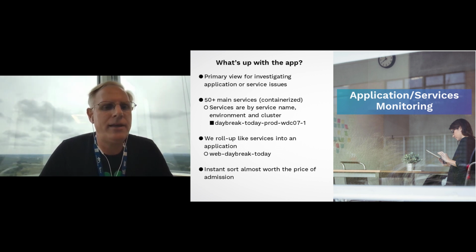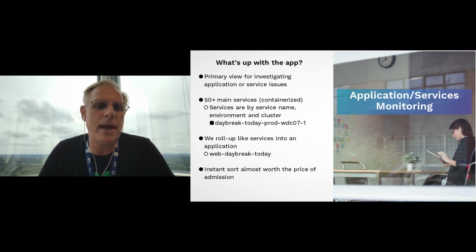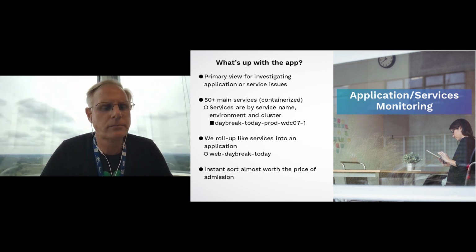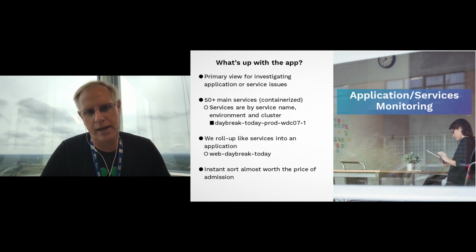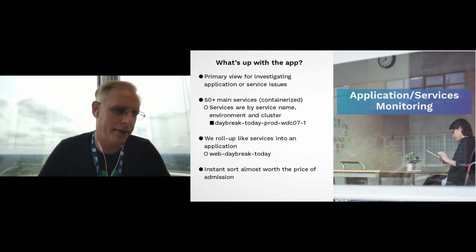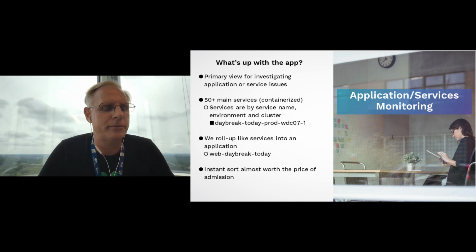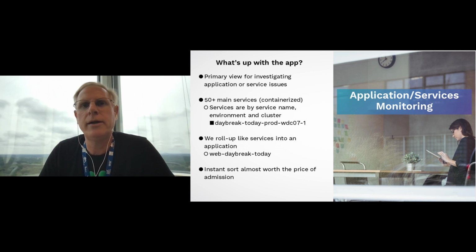We have about 50, maybe up to 60 main services. They're containerized services. Call them front end to back end kind of services. And they kind of make sense. So if you know anything about weather.com or Underground, you'll know that we have a today page, right? So we'll have services for the today page, and they break it out by the service name. Here, Daybreak Today is their service name for a particular one. And then we have environment, which is prod, and then our cluster, which in this particular example that I've given is WDC07-1.